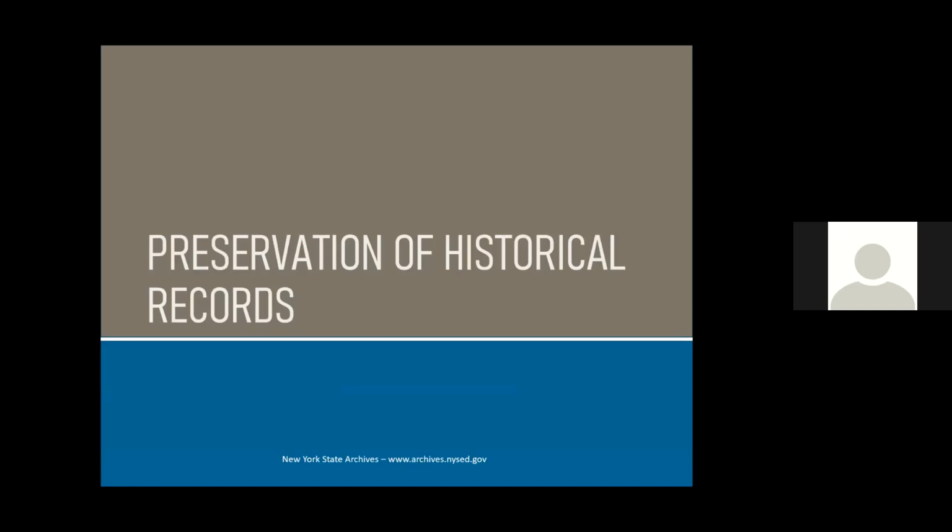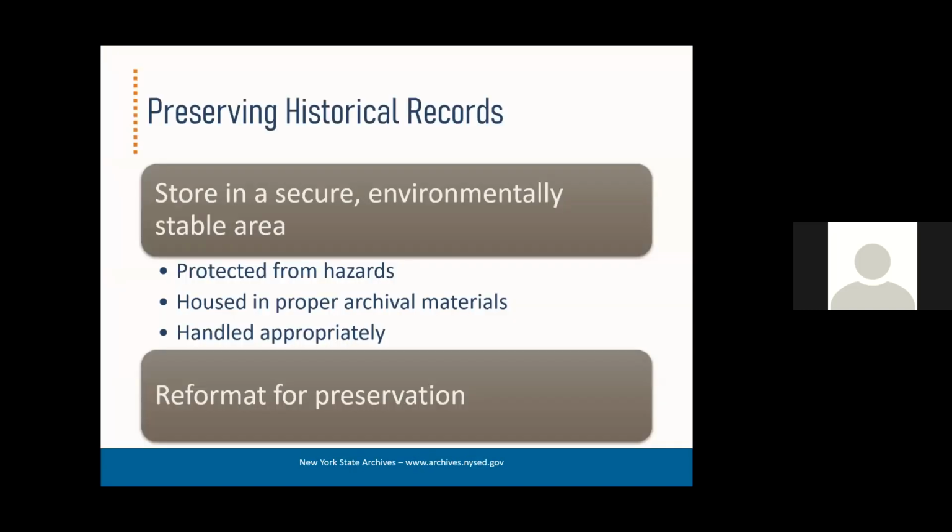Okay, so we talked about how to identify things and make them easier to find. What about preserving them? What about making sure that they're going to be around for years and years and years? What can we do? Well, to preserve historical records, there's a couple of things that we should talk about. They need to be stored in a secure, environmentally stable area. I'm going to give you all the specifics on the next slide about the environment, so don't worry about that. They need to be protected from hazards, whether it's making sure that they're not under leaky pipes, making sure that some are in fireproof vaults, whatever it takes.